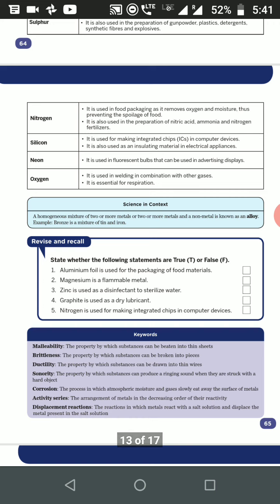So we have completed our chapter till here. In the next session we will be doing the in-text and back exercise questions.